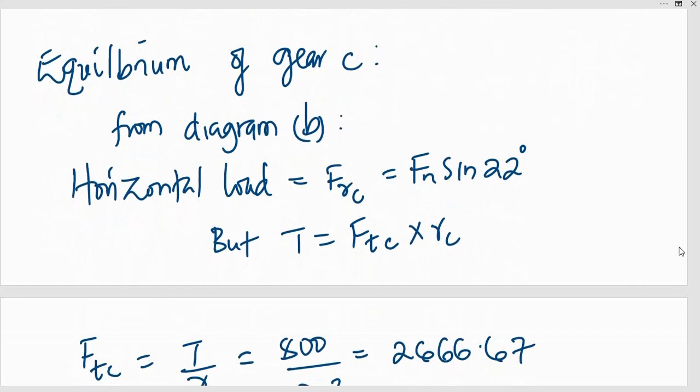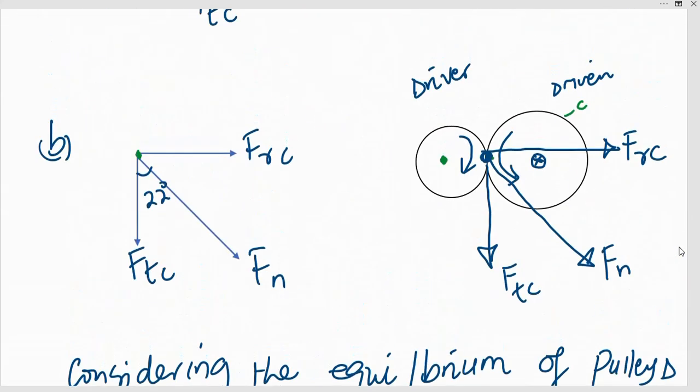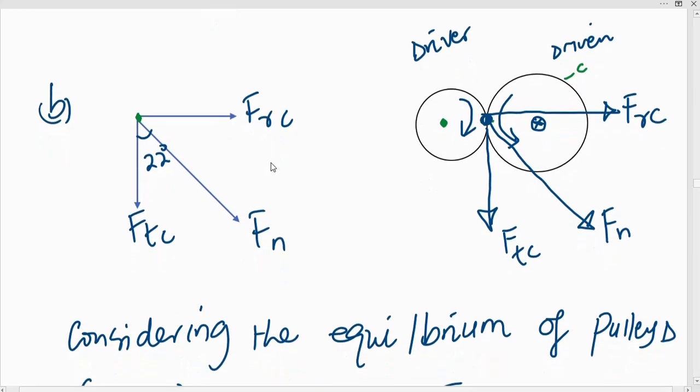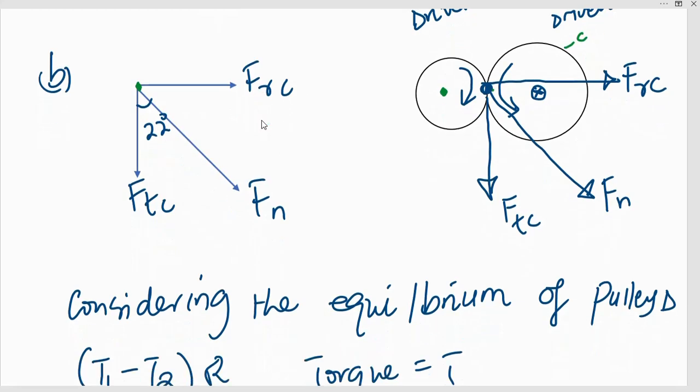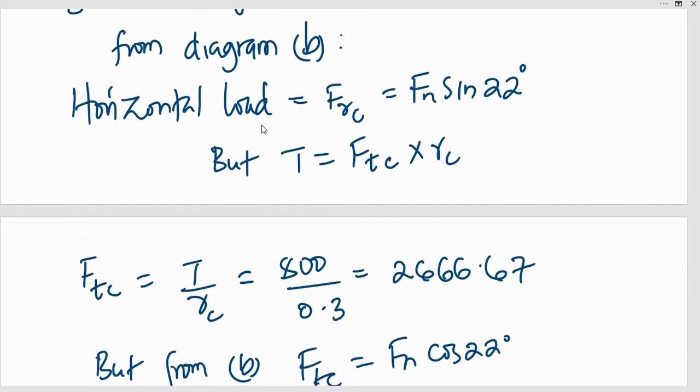Now when we consider equilibrium of gear C, we know that according to this diagram, we have these forces FTC and Fn, the normal force. They have an angle of 22 degrees in between them. Then we have another force in the radial direction, which we are calling FRC. When we look at that geometry, we will find that FRC is equal to Fn sine 22 degrees.